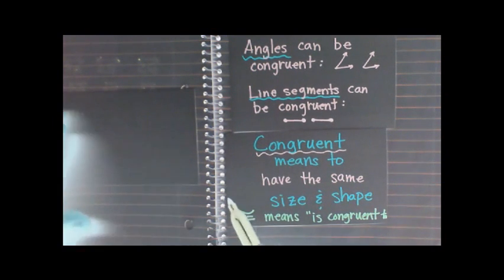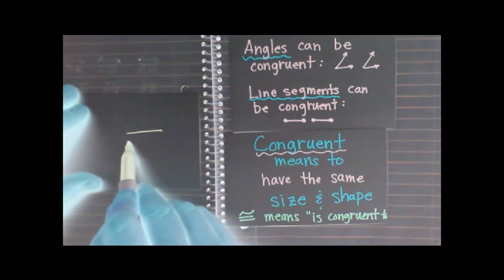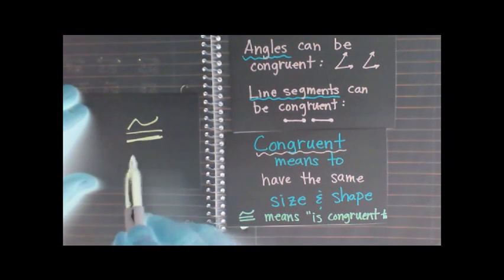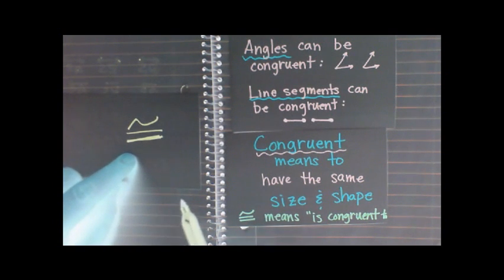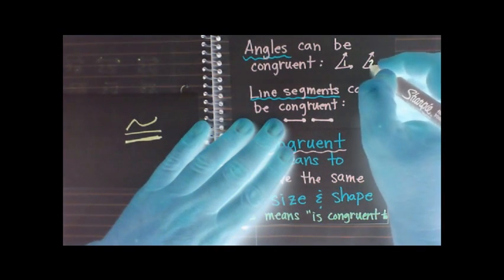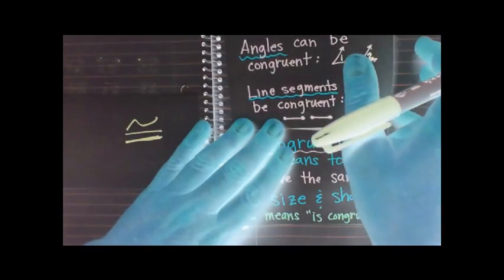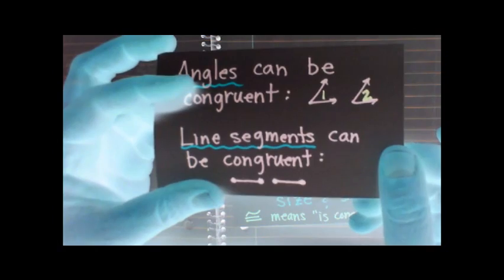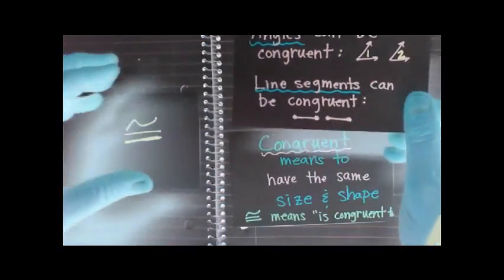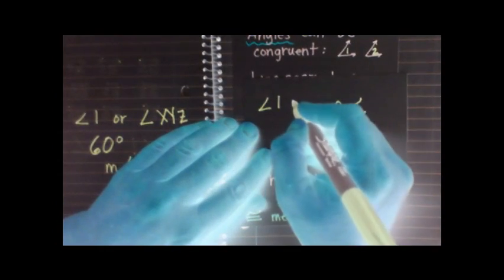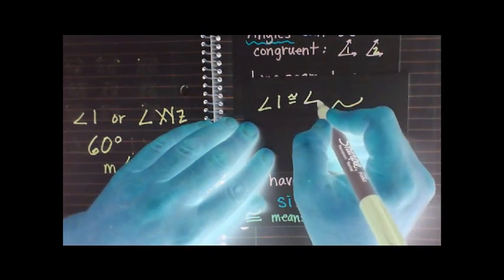When you see this symbol, let me write it a little bit bigger. An equal sign, well, that's not very good. An equal sign with a little squiggle over it, okay? That's the symbol that means congruent, is congruent to. So if this angle was called angle 1, and this angle was called angle 2, we would say that angle 1 is congruent to angle 2. And we would write it like this.